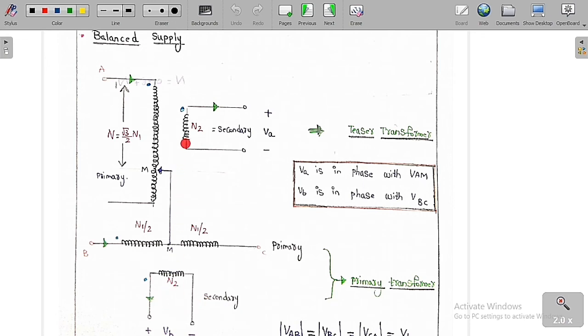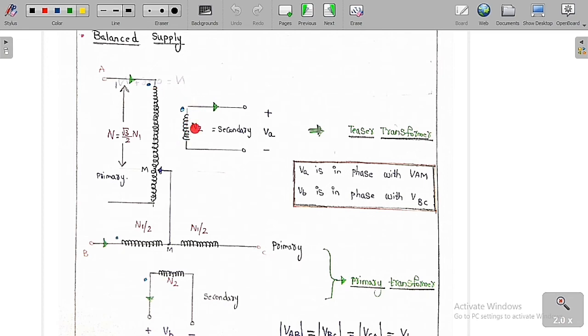Similarly, for the TZ transformer, this is the primary winding, and it is a variable one, so we are going to vary the turns of this primary winding. This is the secondary of the TZ transformer, with N2 turns. You can see clearly that the number of secondary turns on both transformers is the same. Therefore, these are the dot markings for each winding.